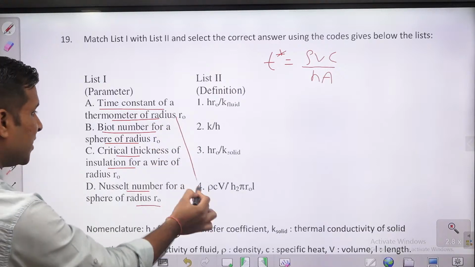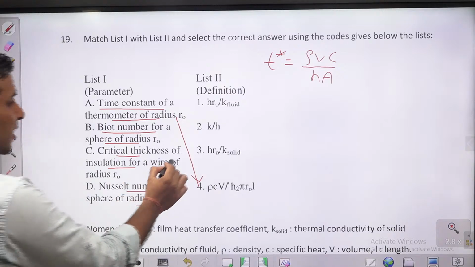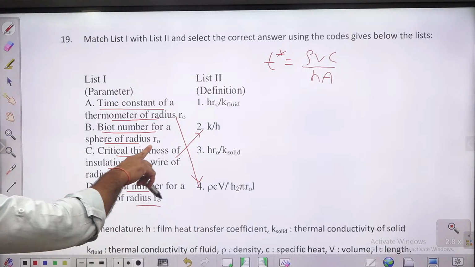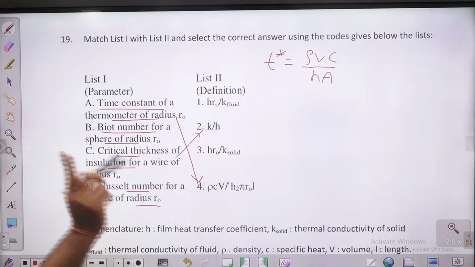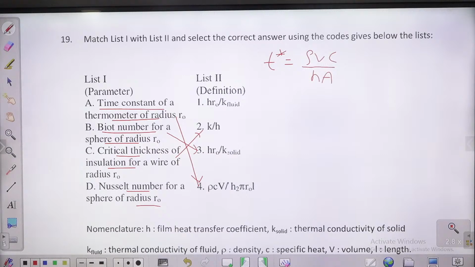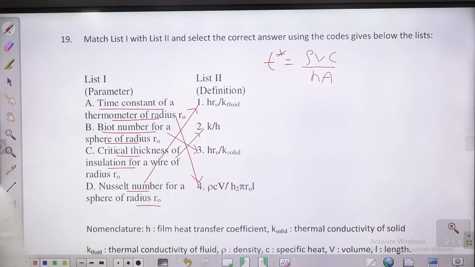Time constant is matching with what? 4. Okay, critical thickness क्या होता है बच्चों? Critical thickness of insulation for a wire is nothing but k by h, where k is the conductivity of the wire and h is the convection heat transfer coefficient. Biot number is the ratio of internal conduction resistance to external convection resistance. So it is hD by k, where k is the conductivity of the solid. So B is matching with 3. And Nusselt number is also hD by k, but the k is the conductivity of the fluid. That's why this is matching with this.